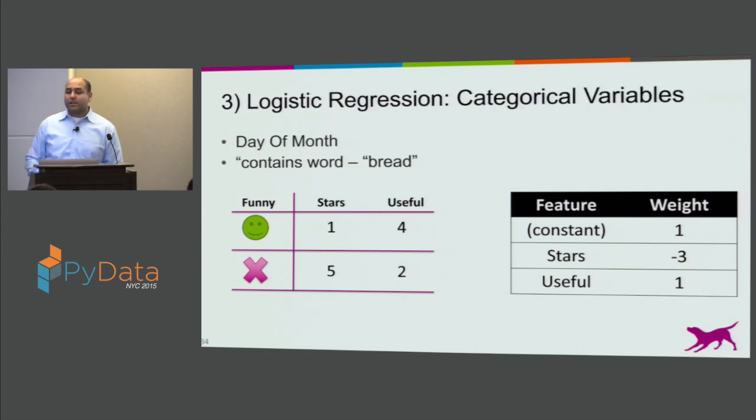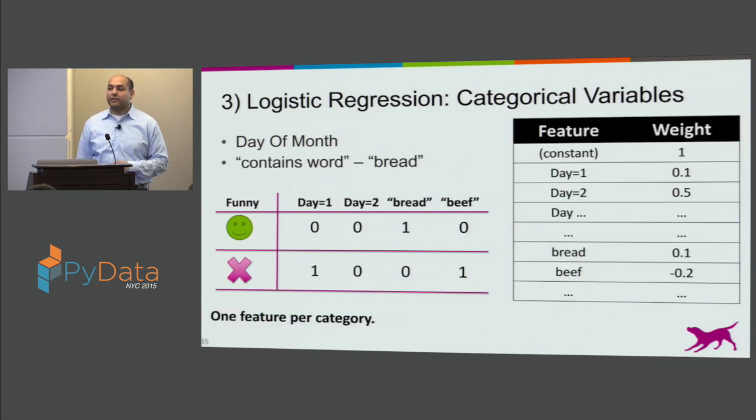Good. So what about categorical variables? So far we talked about these as continuous variables where 5 stars is better than 1 star. But what about when you have day of the month or words? How does logistic regression work with these types of variables? Remember, categorical variables are like labels, like zip code, where there is no such thing as a greater value. Logistic regression handles this by creating a feature per category. So if you have a categorical variable, say day of the month, day can be 0 through 30, you would have a feature or a column for each of those available days.